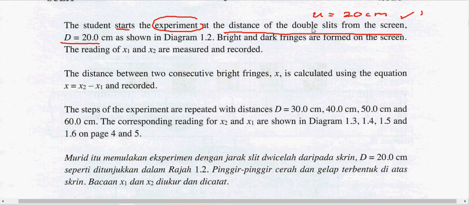And then you see this, the distance between two consecutive bright fringes x is calculated using the equation. Step is repeated. Step is repeated with the distance. This is mark number 3, repeat. And then here, do you see this? This is calculated and recorded. But normally we use measure and record in the procedure. Okay, so hopefully, kalau lupa, at least you can look at question number 1 to help you to write the sentence for your answer in section B.